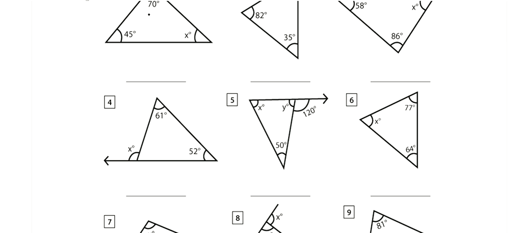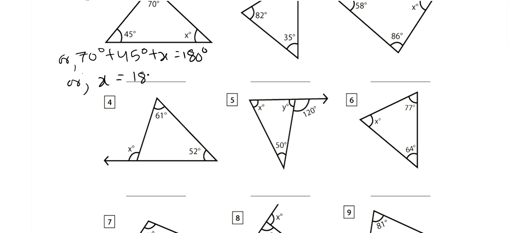As you can see in this question, we have 70, 45 and x. We have to find the value of x. How can we do that? We can say that 70 degrees plus 45 degrees plus x equals 180 degrees. Why? Because the sum of angles of a triangle is 180 degrees. So x equals 180 minus, so when you add 70 and 45, it's going to give you 115, and your answer would be x equals 65 degrees. Therefore, that's how we find the value of x.